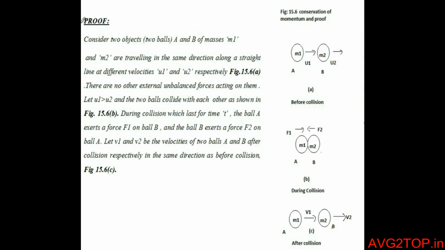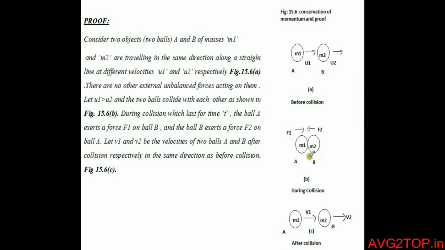Now we discuss the proof for the conservation of momentum. Consider the first diagram. The two objects A and B of masses m1 and m2 are traveling in the same direction along a straight line at different velocities u1 and u2 respectively. There are no other external unbalanced forces acting on them.